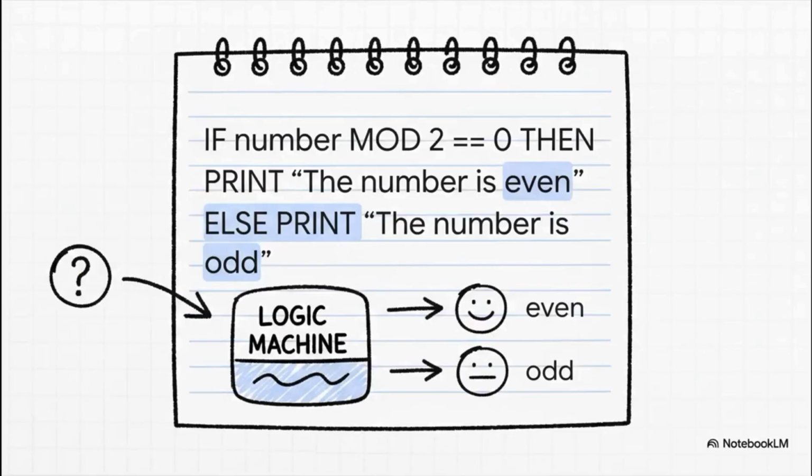And please, don't let the name intimidate you. Look at this example. It just reads like structured English, right? If a number divided by 2 has a remainder of 0, then print the number is even. Else, print the number is odd. See? It's just a clear, logical set of instructions. It's the plan, written down so that anyone can understand it.